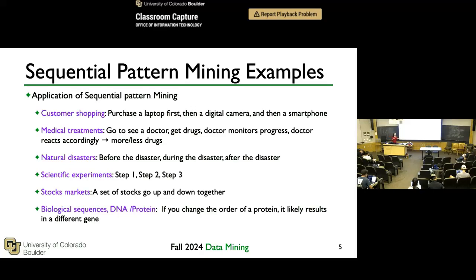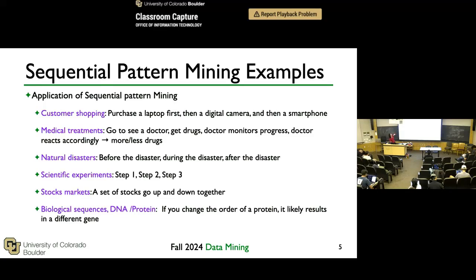So the idea is that you may have patterns that are happening and they have a certain order to them, okay? So think about some examples where you have sequential information, okay? Customer shopping, right? If we say it's not just a one-time purchase, it's about a sequence of purchases. And you're trying to look for some kind of ordering, right? This is a simple example.